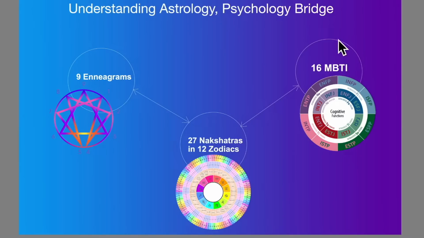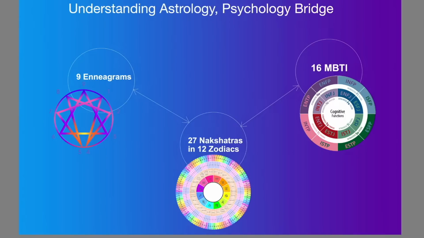And we shall also borrow from the 16 Myers-Briggs type indicators of personality into the 27 nakshatras in the 12 zodiac signs. So we'll basically bring the Enneagram as well as MBTI models into the 27 nakshatras. There will be 27 videos of each. This is the introduction part of every video.